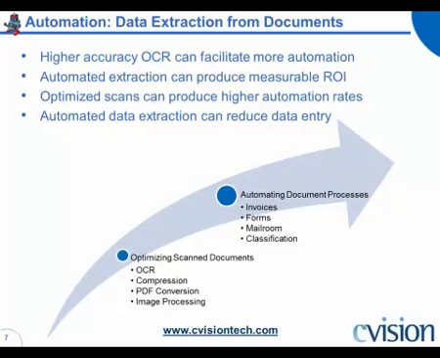Automated extractions produce measurable ROI. So in many instances, if you're able to reduce data entry costs, that cost might surpass the cost of the software, right? So you have to really examine this closely. Optimized scans can produce higher automation rates. So again, better OCR, more compression can produce better automation rates. And generally speaking, as I've been mentioning, it can reduce data entry costs and data entry personnel.